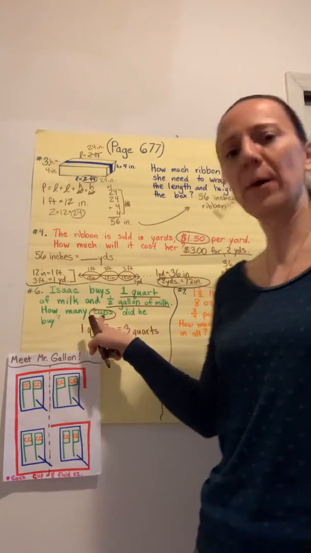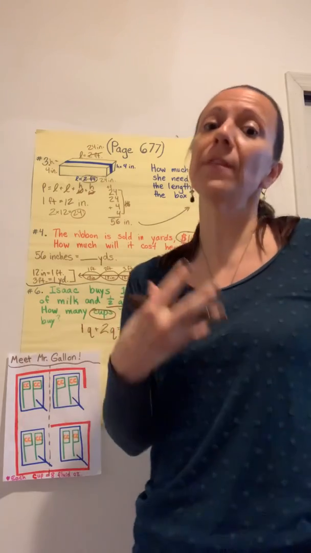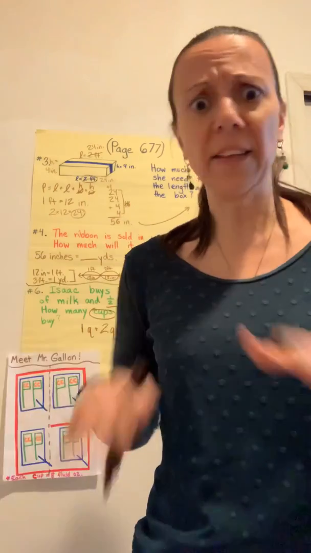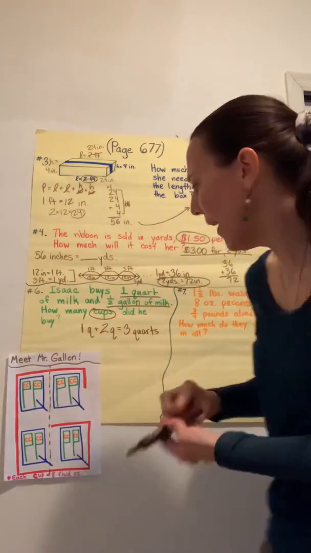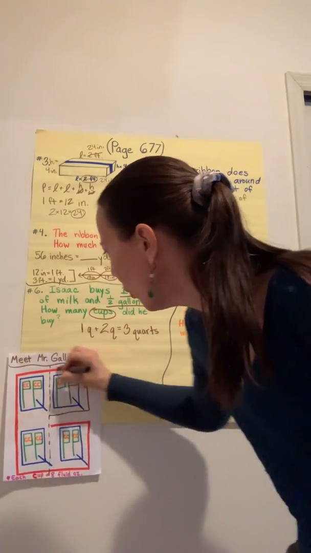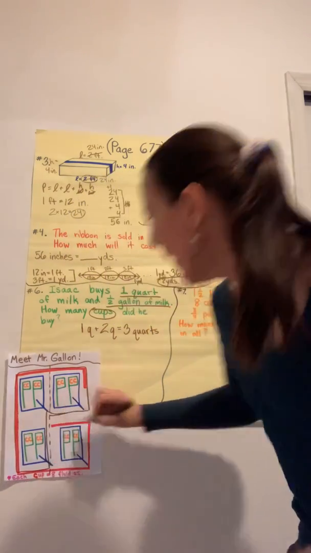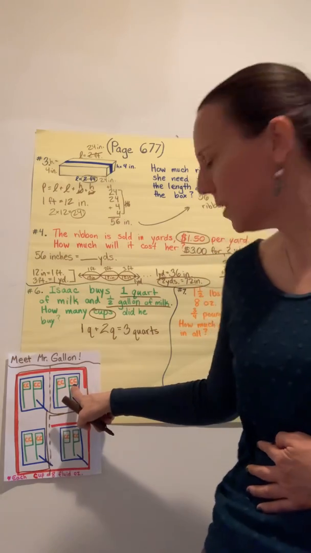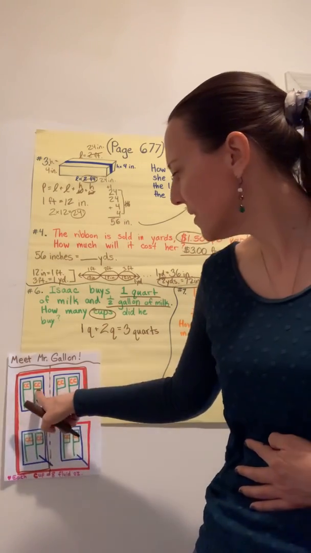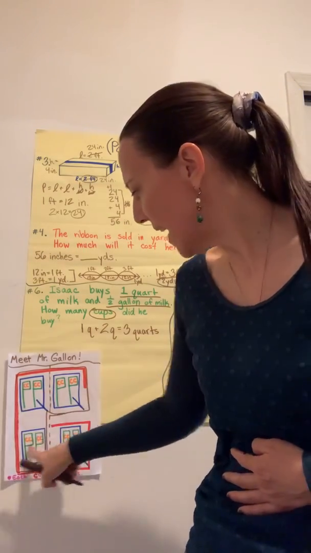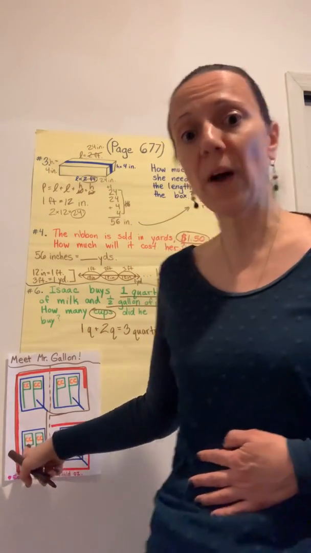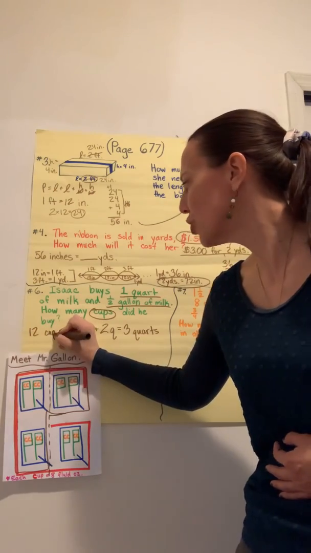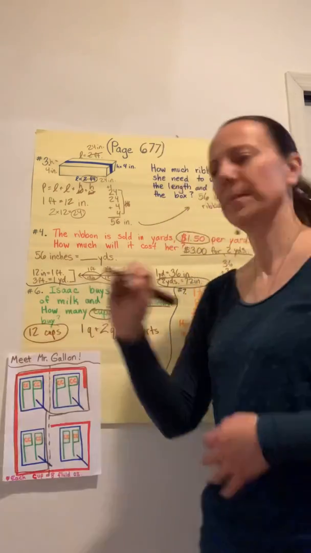The question asked me how many cups is that. Now I could think to myself, every quart is 2 pints and then every pint is 2 cups. Or I could just use Mr. Gallon and count this up. I know I have 3 quarts all together here, and I want to know how many cups that is. So there's my little orange cups. 2, 4, 6, 8, 10, 12. There are 12 cups in 3 quarts. So now I can answer my question. He bought 12 cups. Thanks, Mr. Gallon.